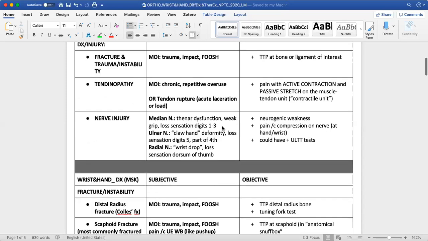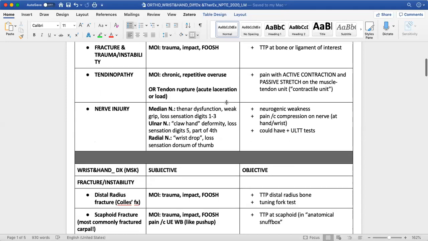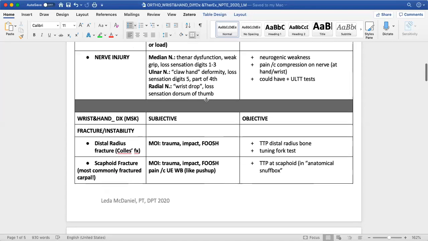And these injuries follow the same pattern that we would expect for a contractile lesion. So they're painful with active contraction and passive stretch on the muscle tendon unit, or in the case of rupture, that particular muscle tendon unit is going to be insufficient. So loss of active range of motion, loss of strength because there is no connection left. It has been severed.